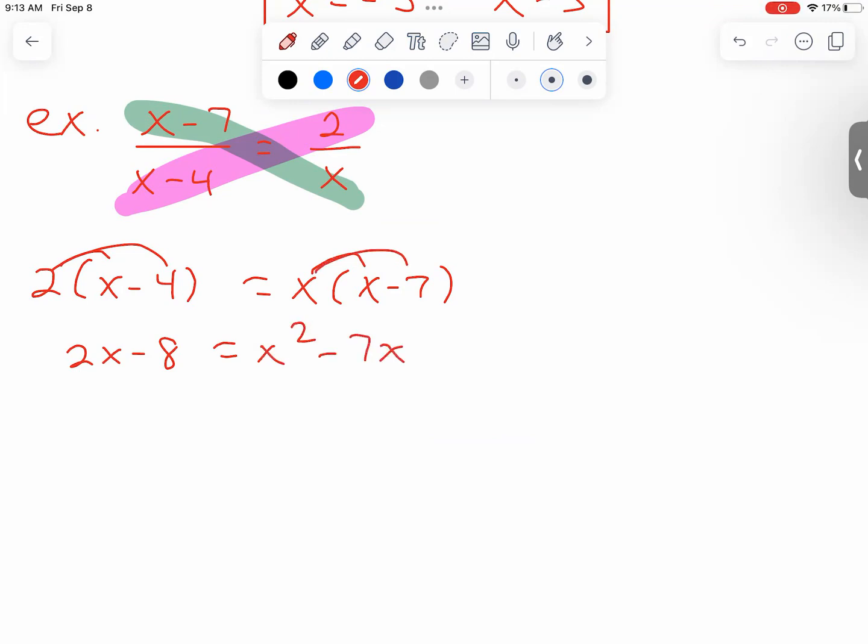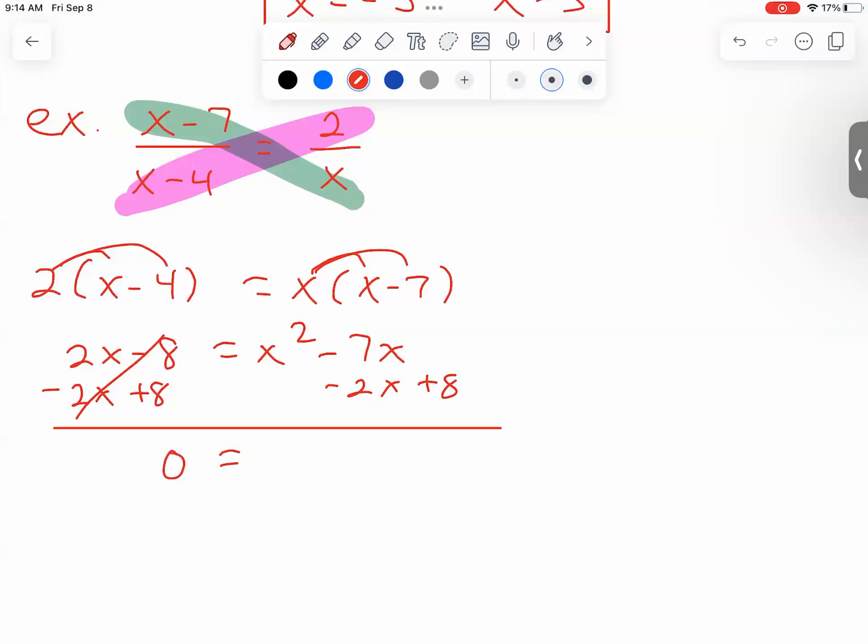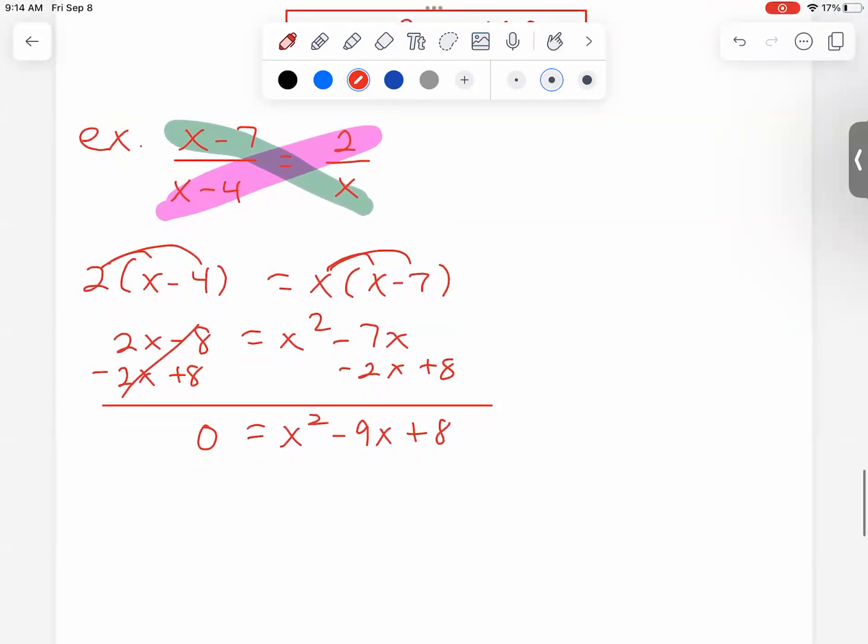Now, some of you guys have those two sides flip-flop, which is perfectly fine, okay? So I'm going to move my stuff to the right, again, to keep my x squared positive. So I'll subtract 2x from both sides. And I'll add 8 to both sides. So on the left side, I have 0. And on the right side, I have x squared minus 9x plus 8. And now it's a factoring problem.